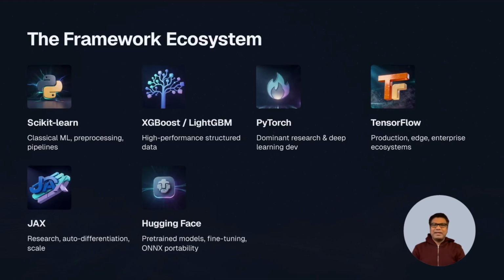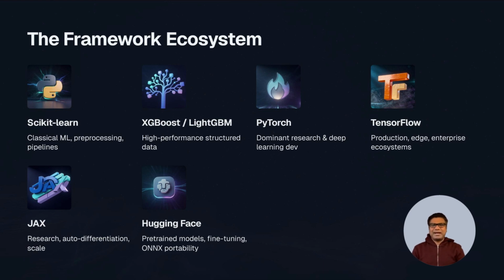The major machine learning framework ecosystem has evolved into a few leading families. Scikit-learn remains one of the most important libraries for classical machine learning, preprocessing, pipelines, model selection, and evaluation. XGBoost, LightGBM, and CatBoost are widely used for high-performance gradient boosting on structured data.